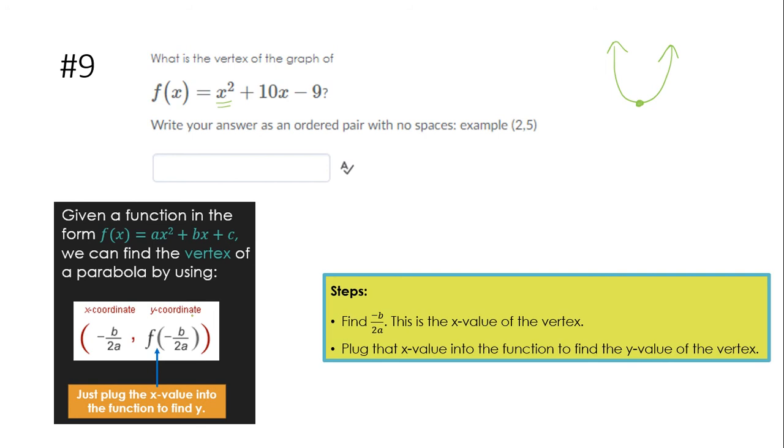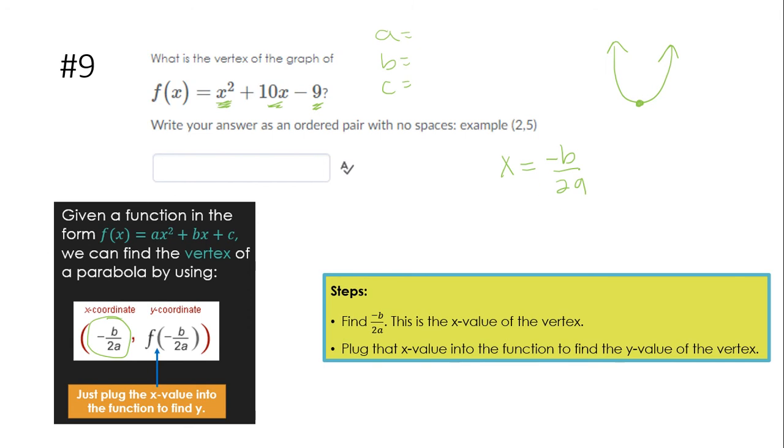So to do this, we use this formula here, not to find the parabola, but to find the vertex of the parabola. We start off by finding our x, which is negative b over 2a. That's our first step. Find negative b over 2a. So again, I need my a and my b and my c from my function. So you have to tell me what's my a, what's my b, what's my c.